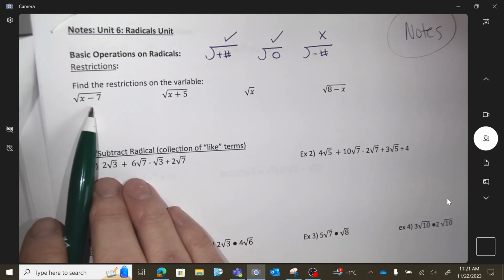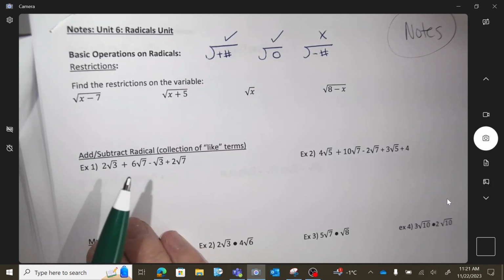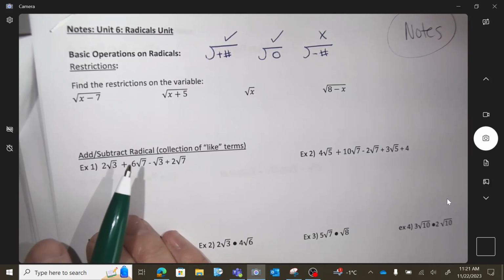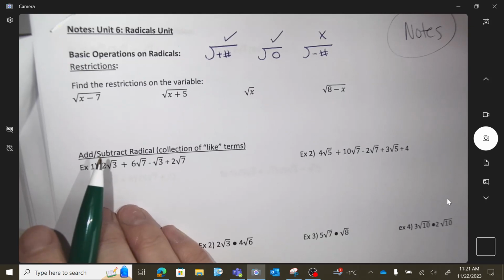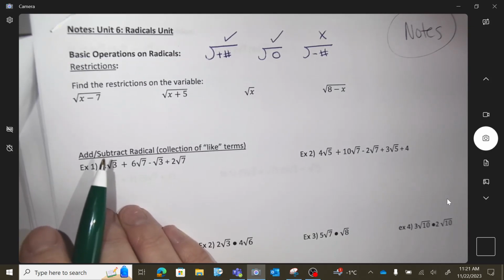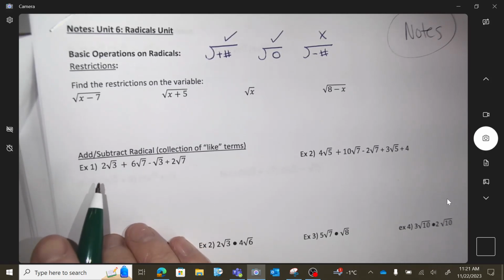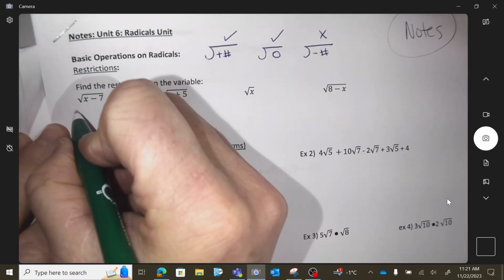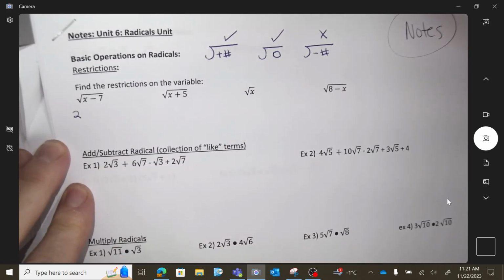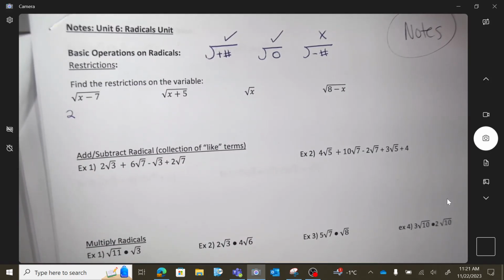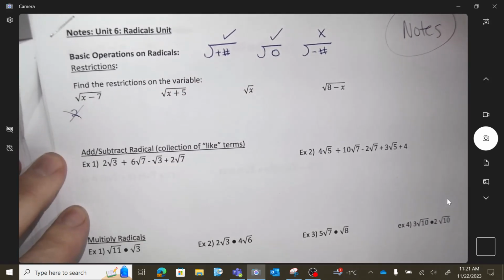Can somebody tell me a number that is okay to put in here for x? Give me an example of one thing I can put in that would be okay. 2 is not okay. If I put the number 2 in there, what is 2 subtract 7? -5. And then I'm going to square root that. What happens? 2 doesn't work.